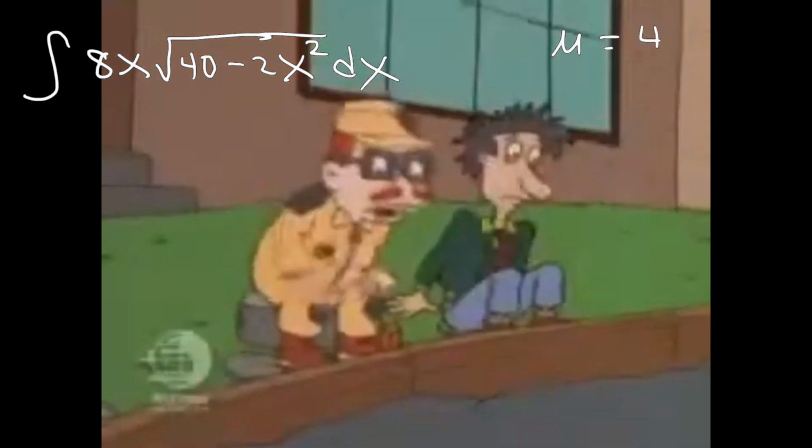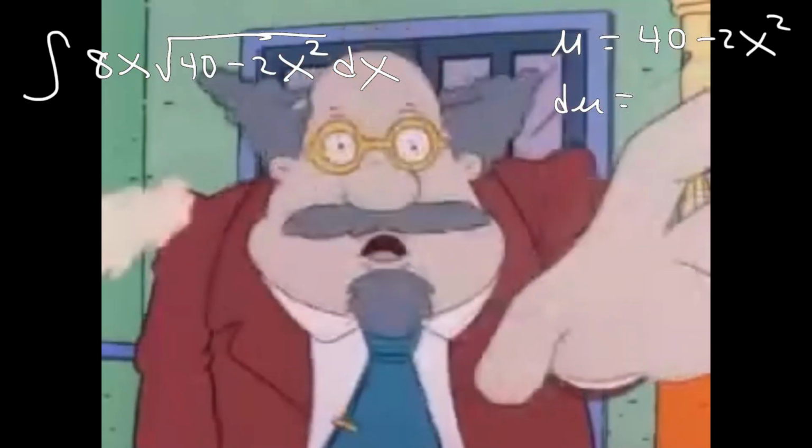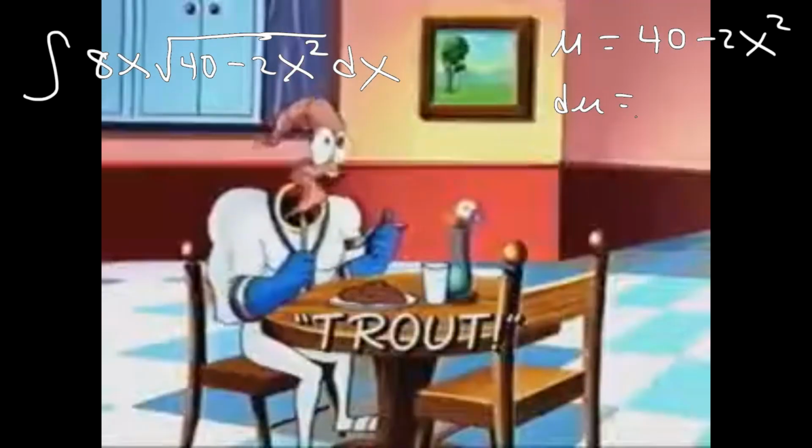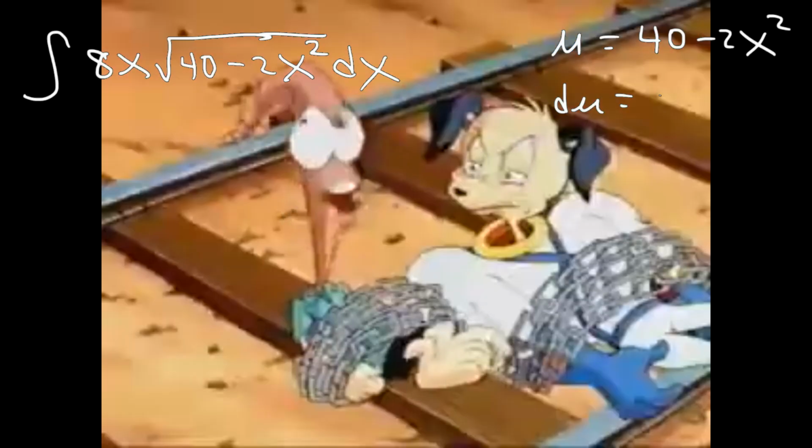Here's another one. Find the indefinite integral of 8x times the square root of 40 minus 2x squared dx. So typically you want to make u equal to the stuff that's more complicated, and that is the stuff on the inside of the square root. If we make u equal to 40 minus 2x squared, du is going to be, the derivative of 40 is 0, so we can ignore that. And the derivative of negative 2x squared, that's going to be negative 4x dx.